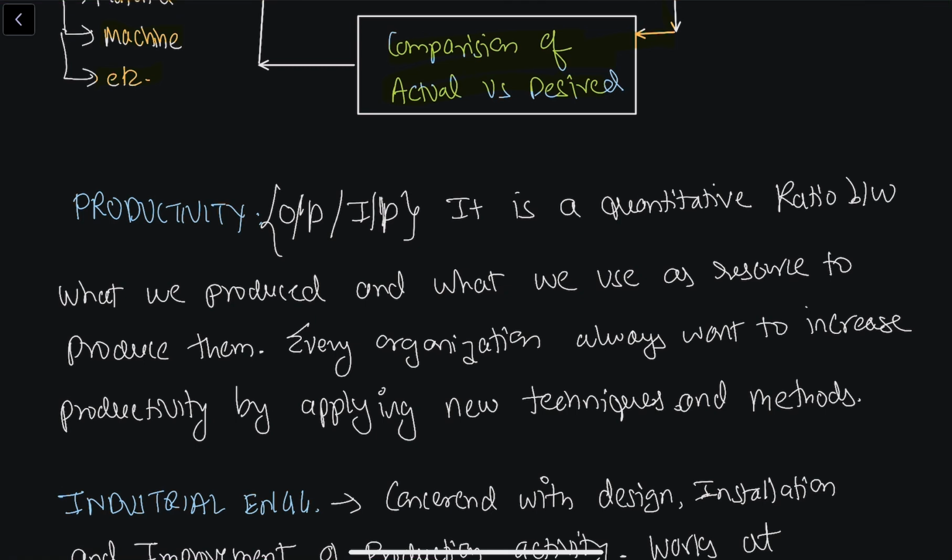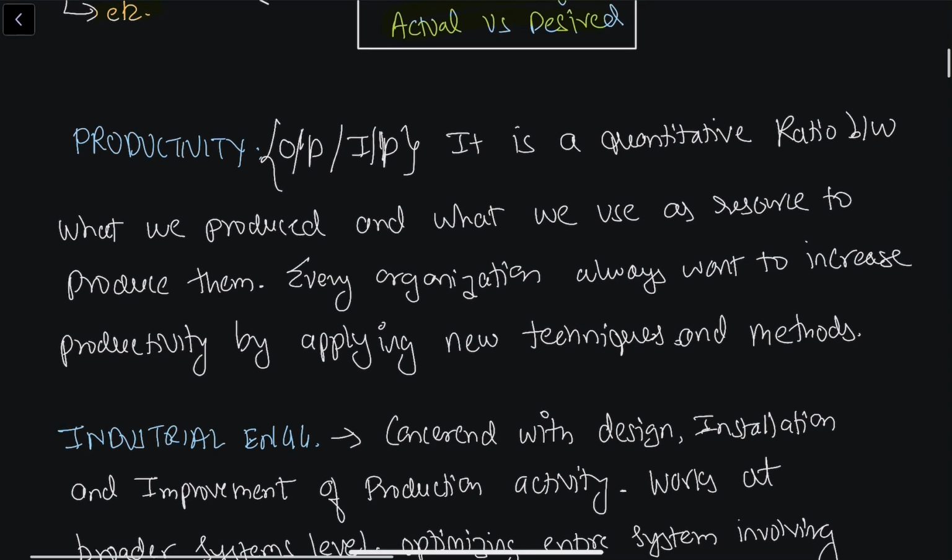For example, we took aluminum sheet as a raw material and converted it into, let's suppose, a piston cylinder arrangement. That is our output, right? So every organization wants to increase productivity by applying techniques and methods. Productivity will tell you how quantitatively you're improving your product, right? So again, it's a quantitative term. It will help you tell how good your productivity is, and it could be output by input or input by output, depending on the organization.